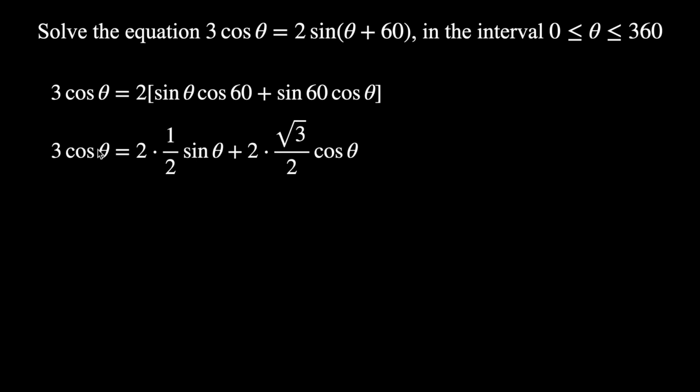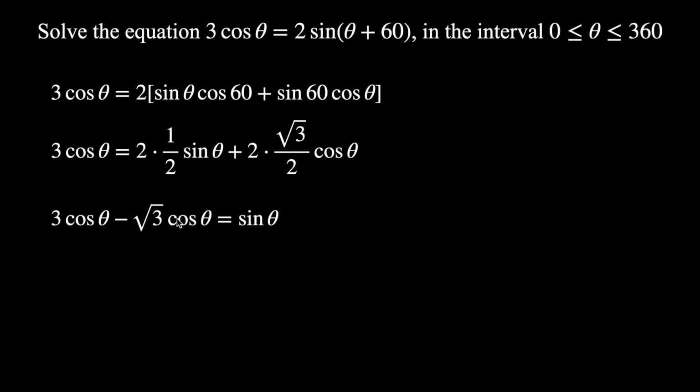So we're going to have 3 cosine theta equal to 2 multiplied by a half, that's cosine 60, sine theta plus 2 multiplied by root 3 on 2, that's sine 60, cosine theta. 2 times a half is just 1. 2 times root 3 on 2 is just root 3. So then we get 3 cosine theta. Also I've subtracted this from the left hand side, so we get 3 cosine theta take root 3 cosine theta equal to sine theta. And then we can factorize the cosine theta and divide by cosine theta.